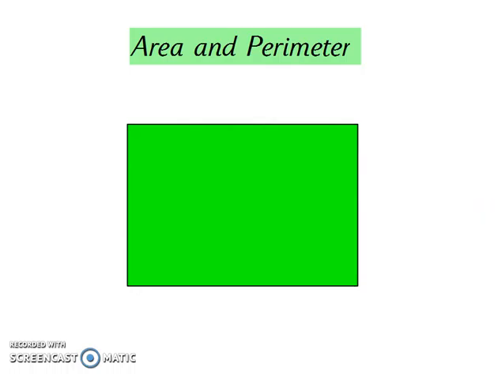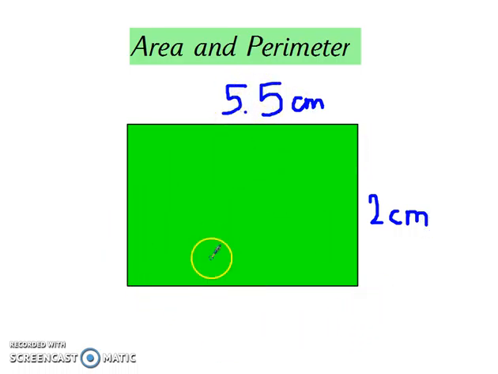Okay, what happens, for example, if you are not given any squares and you are given measurements? You have to be given at least 2 sides of a rectangle in order to find the perimeter, and they have to be 2 different sides. So if you were given this side as 5.5 centimetres and you were given this side as 2 centimetres, then you would be able to work out the perimeter. If you were just given the 2 parallel sides, you wouldn't be able to do it because you need to have one of the shorter sides and one of the longer sides.